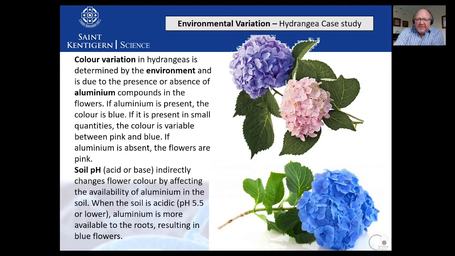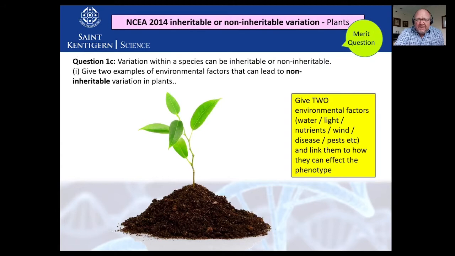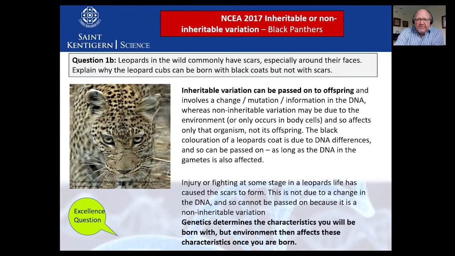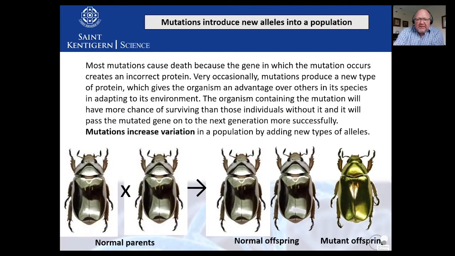Now, environmental variation, you know that hydrangeas, if you have a soil that is more acid and a soil that is more base, then they have different colors. And we went through some of these past papers. Okay. So, as I said, the only way that you can have a new phenotype is by a mutation.